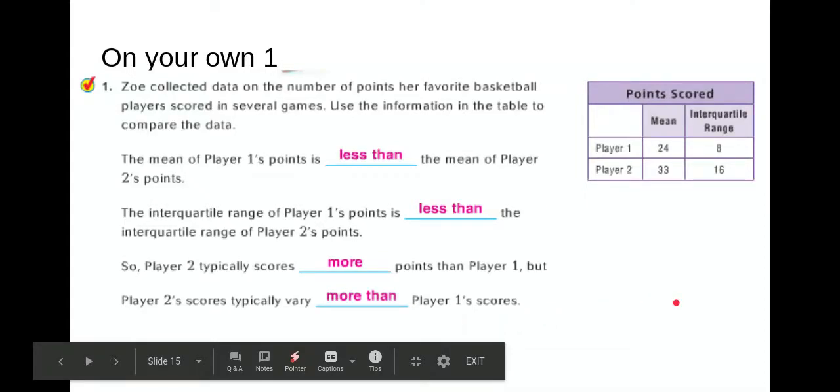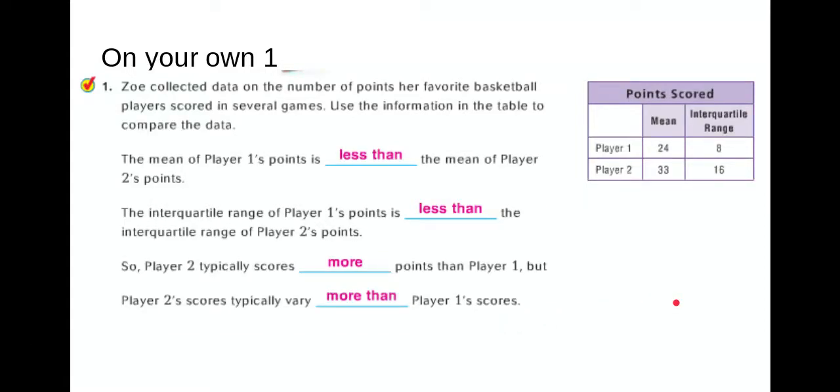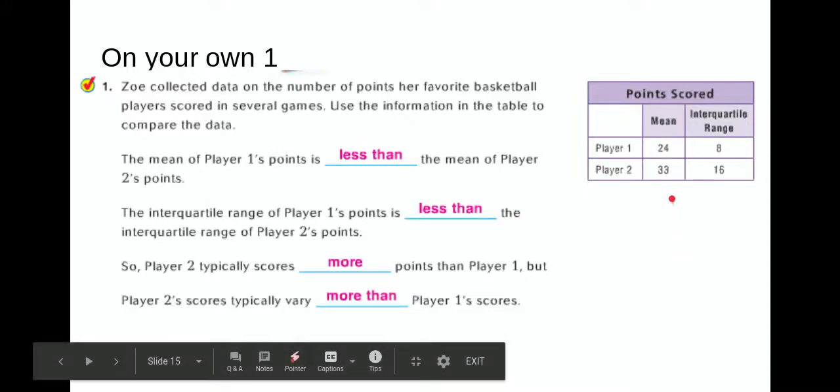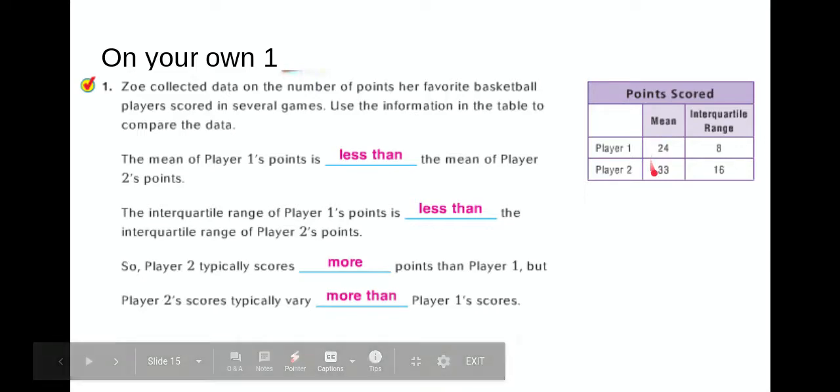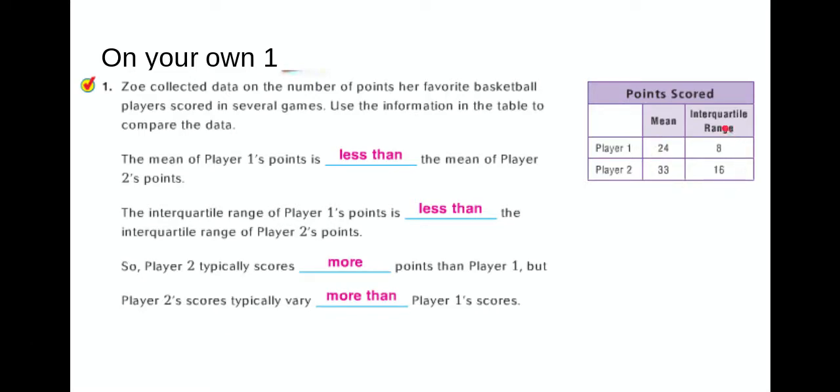Okay, let's go over on your own one. This is what you were working on about the basketball players. This is a type of problem you might encounter where they did all of the work for you, all the math for you. You're just making a comparison. So they have the means figured out. They have the IQRs figured out.